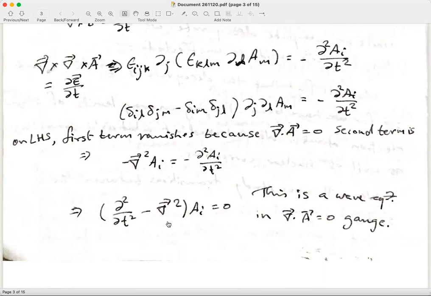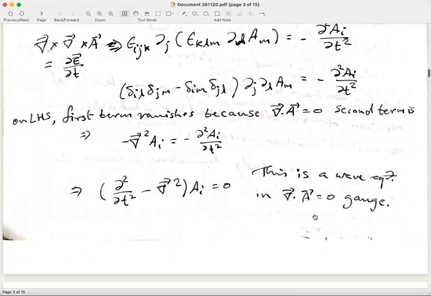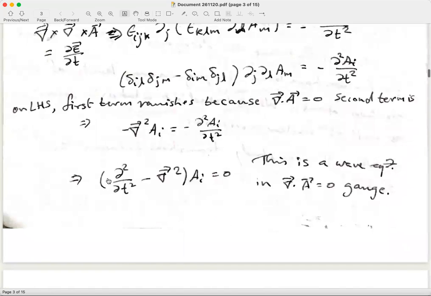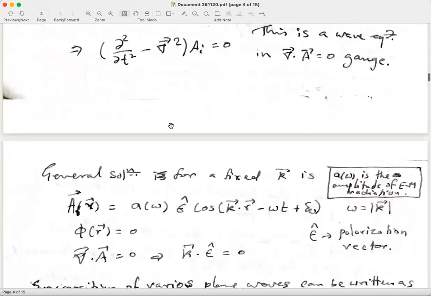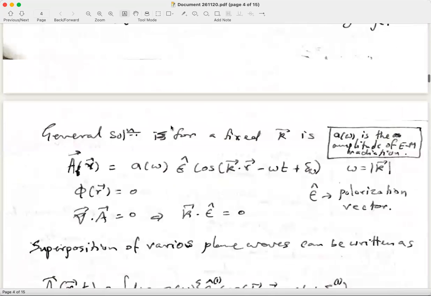Now, of course, this is the equation that you would see in the A0 equals 0 gauge. Sorry, the del dot A equal to 0 gauge, the Coulomb gauge. So what we will do is try to solve this equation to find out what form of A I we would have, and we would want to use that as the background. Of course, this is a wave equation, and therefore we will have plane wave-like solutions.